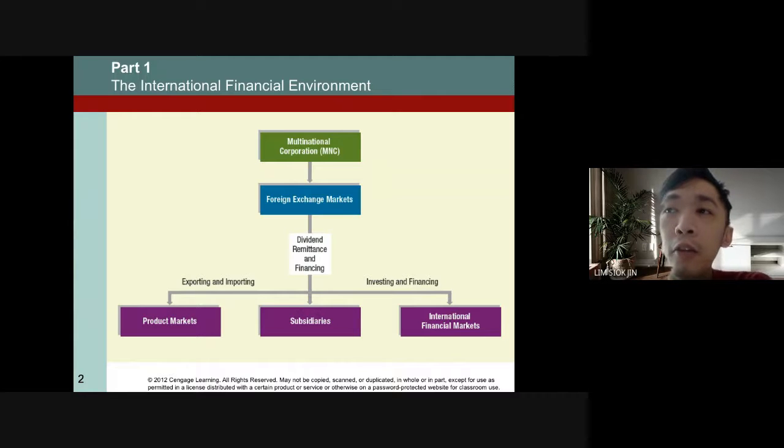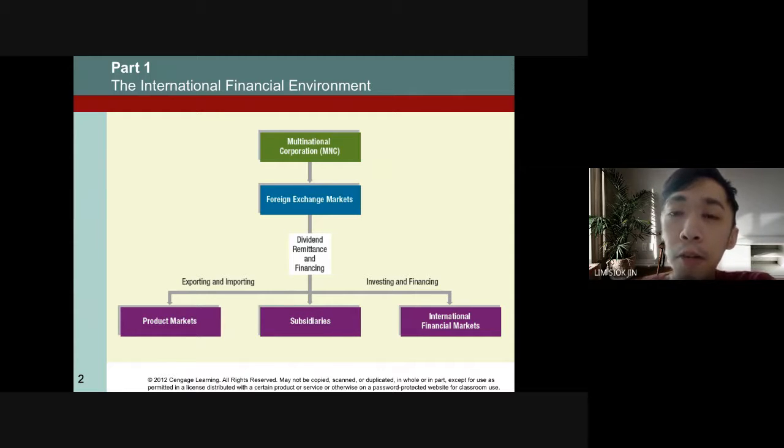But how come you see Toyota shops or Toyota showrooms all over Malaysia? Because it has presence in Malaysia. Another one, McDonald's. Is McDonald's a Malaysian company? No, right? McDonald's is an American company, but it is all over Malaysia.